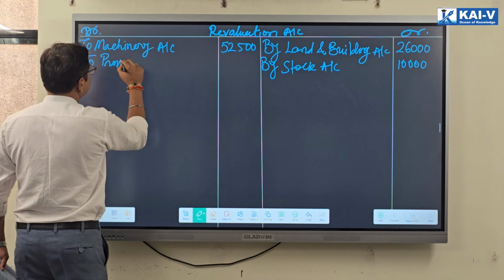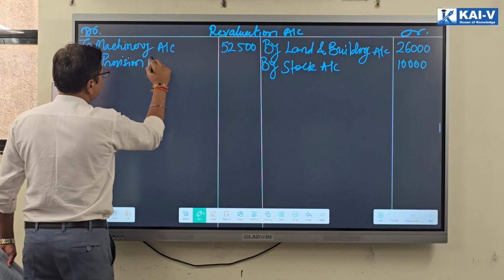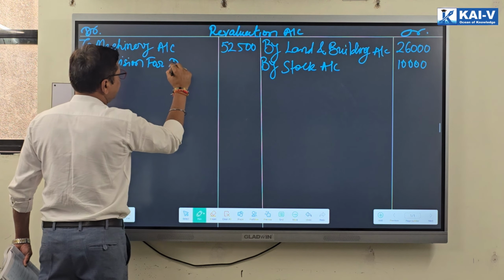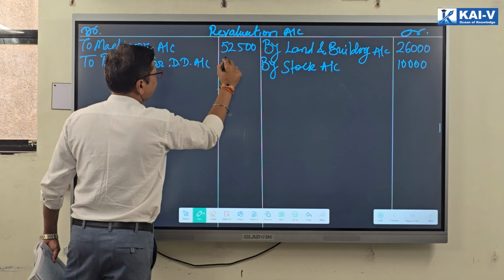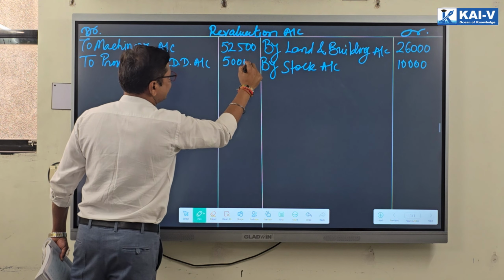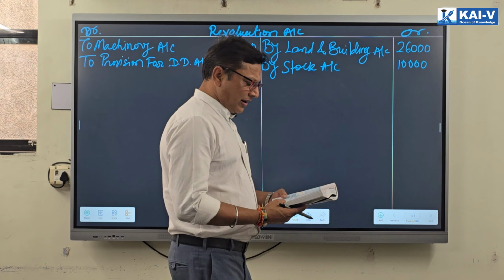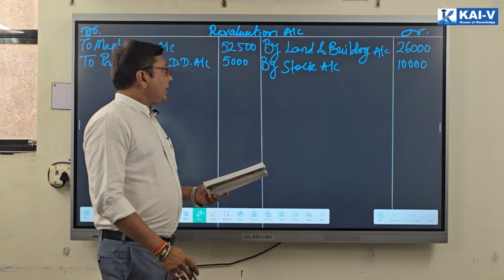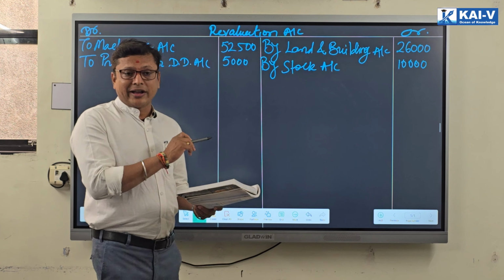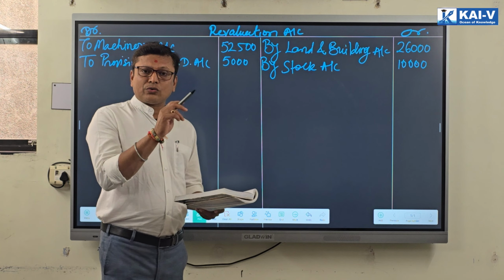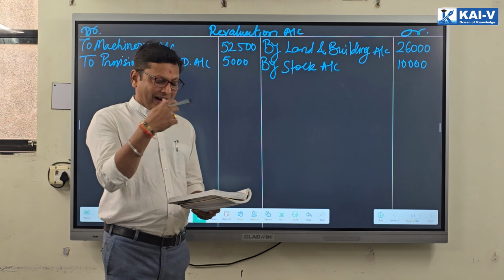It's provision for doubtful debt account, 5,000 rupees. It's 5% of 1 lakh rupees. Now, वैल्यू कितनी हो जाएगी बैलेंस शीट में? सो 1 लाख रुपीज था, उसकी जगह वैल्यू हो जाएगा 95,000 रुपीज न्यू बैलेंस शीट में.